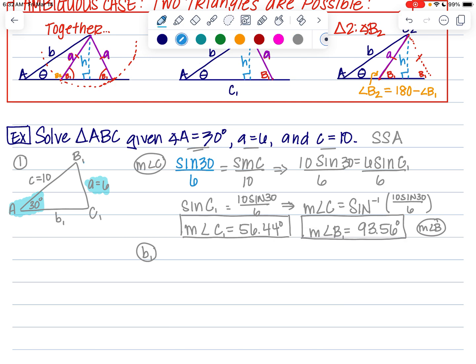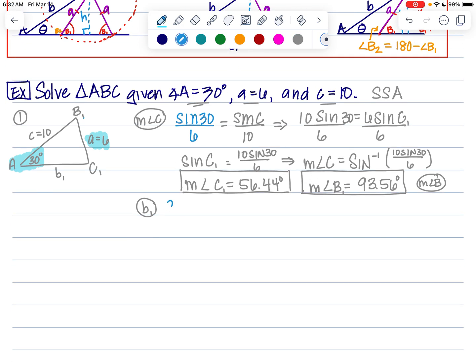Okay, so you're going to use your A ratio again. So sine of 30 divided by 6. Always start with the ratio you're given, not any part of the ratio that you have found. So don't use the C ratio to find B because you found angle C, okay? Always use what you're given to find that information. So sine of 30 over 6 is equal to the sine of 93.56 over B. And I'm going to cross multiply.